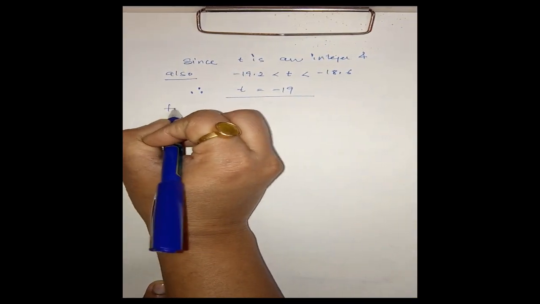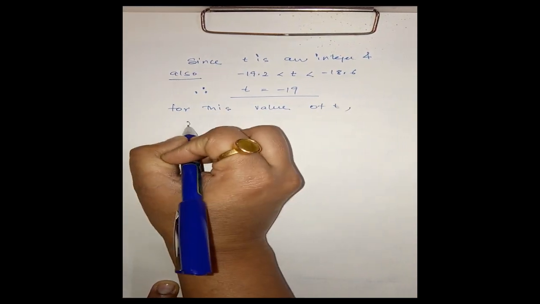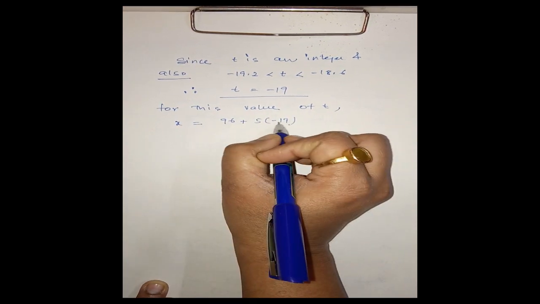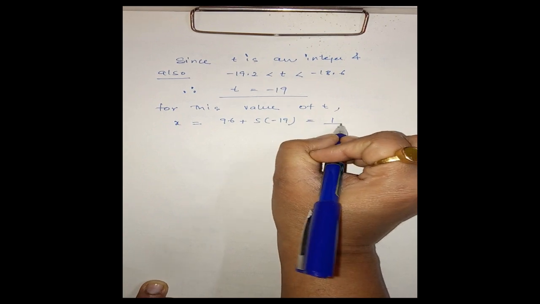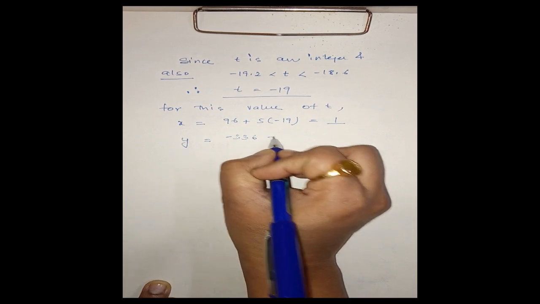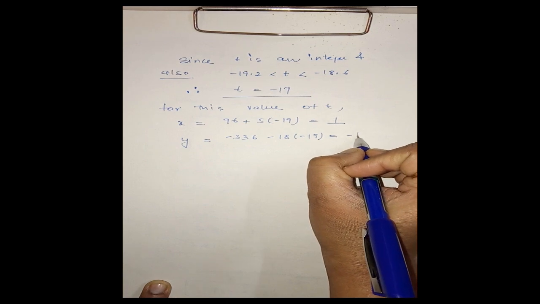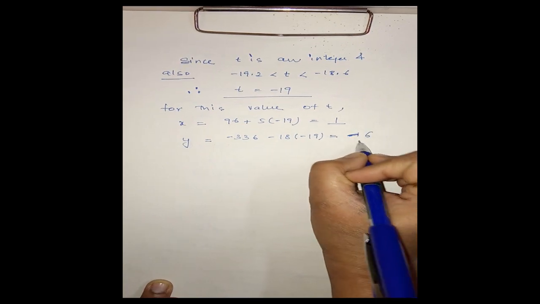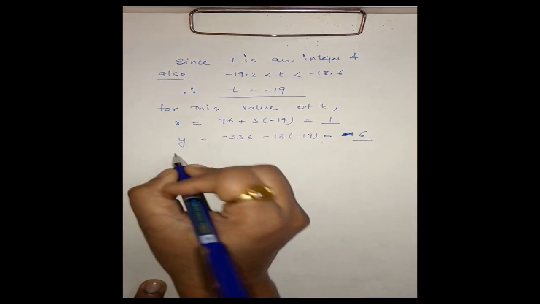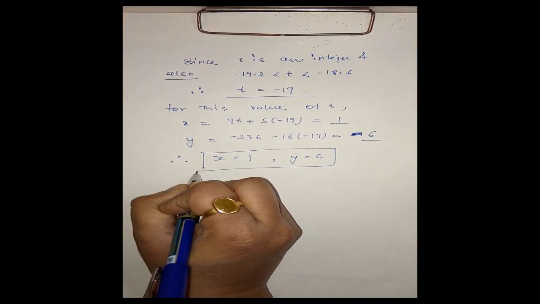For this value of t, x is 96 plus 5 into minus 19, that is 96 minus 95, which is 1 only. And y is equal to minus 336 minus 18 into minus 19. On simplifying this, we get y is equal to 6. Therefore, the solution is x is 1 and y is 6. This is the solution. Clear?